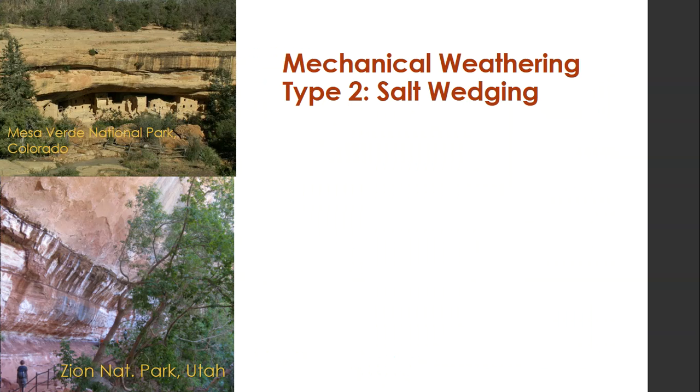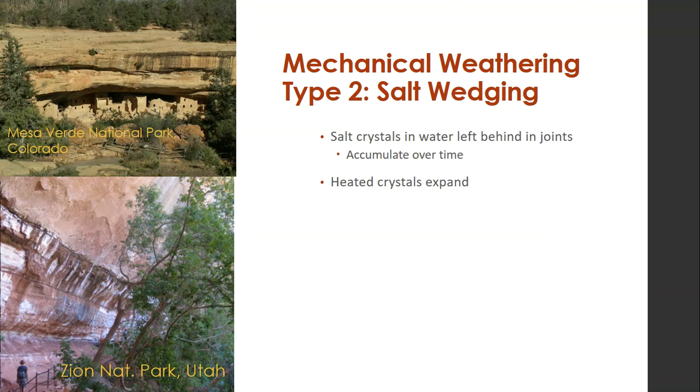The second type of mechanical weathering is something called salt wedging. So you get salt crystals that are left behind from the water in the joints. After that water evaporates, that salt is left behind, and it accumulates over time. It's a slower process. And the salt crystals are heated, they expand. And so it's seen often at the bottom of sandstone cliffs.